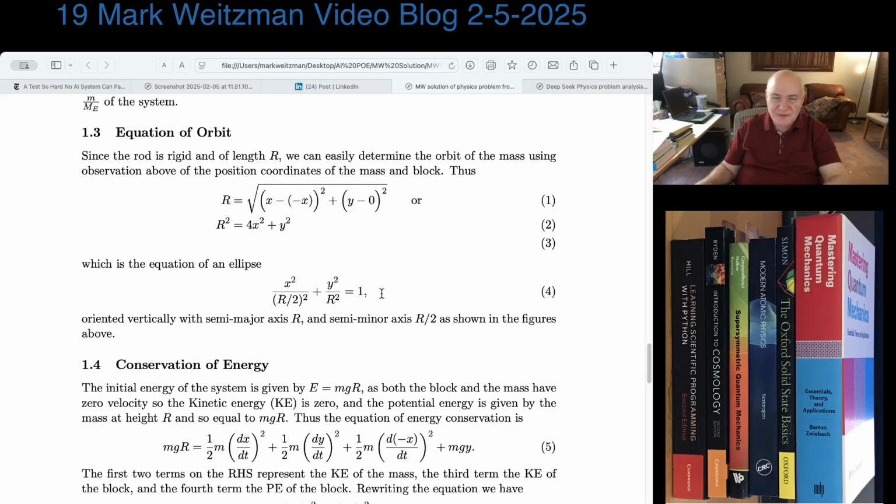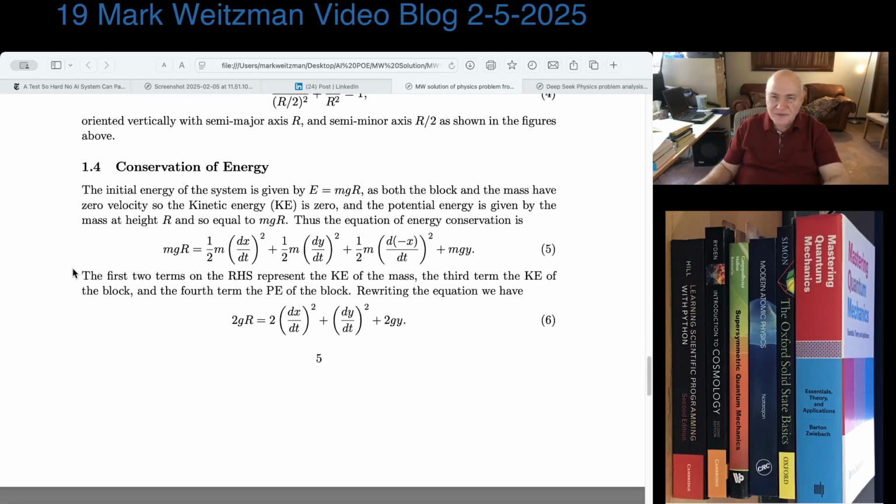You might remember this from high school, y squared over a squared plus x squared over b squared equals 1. And so it's an ellipse that's oriented vertically instead of horizontally, and there's a semi-major axis r and a semi-minor axis r over 2. So then I just developed the conservation of energies.